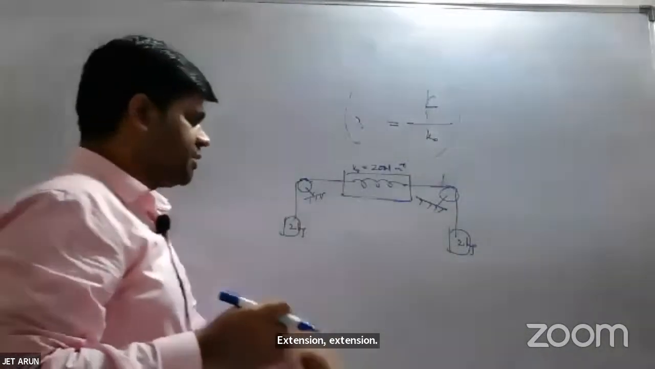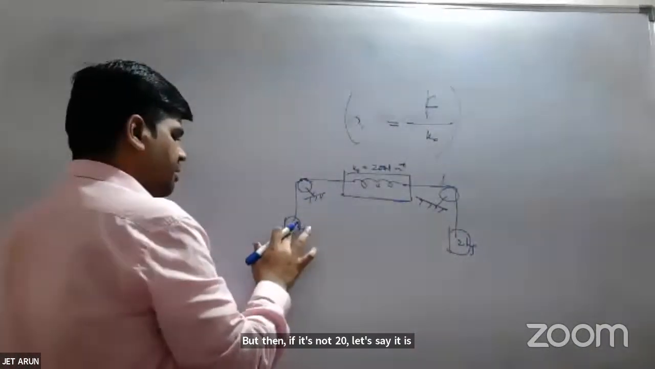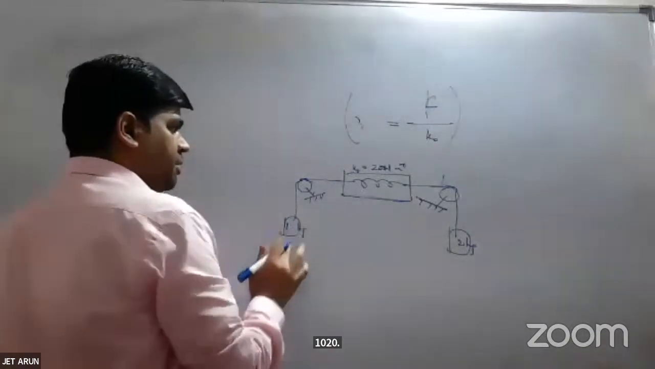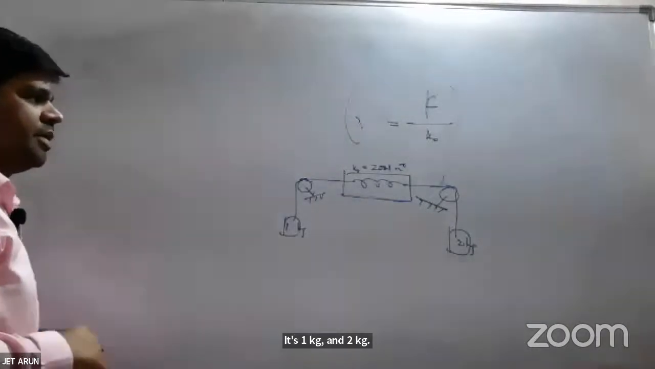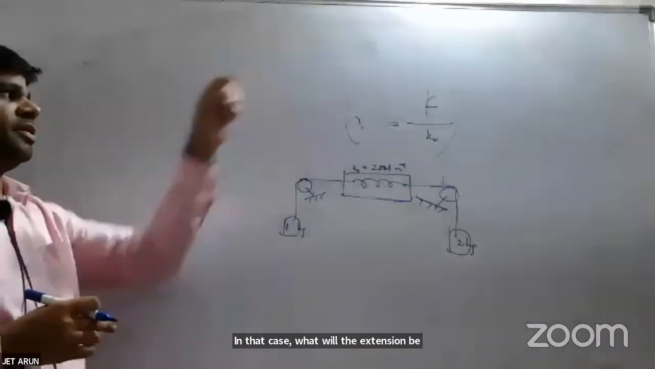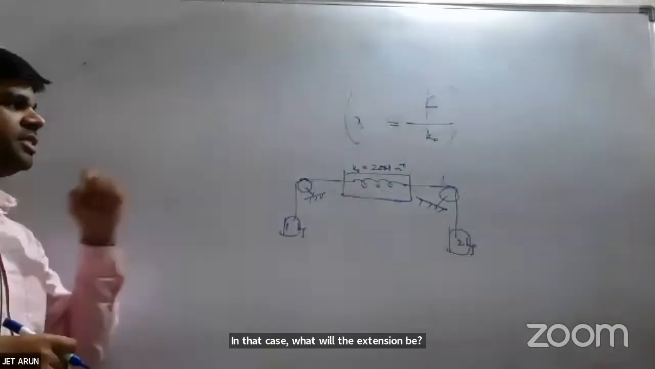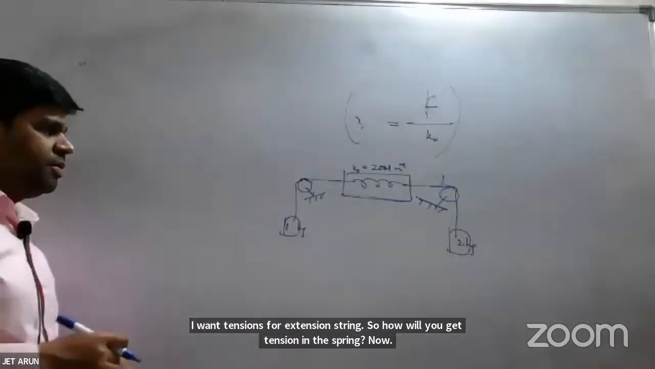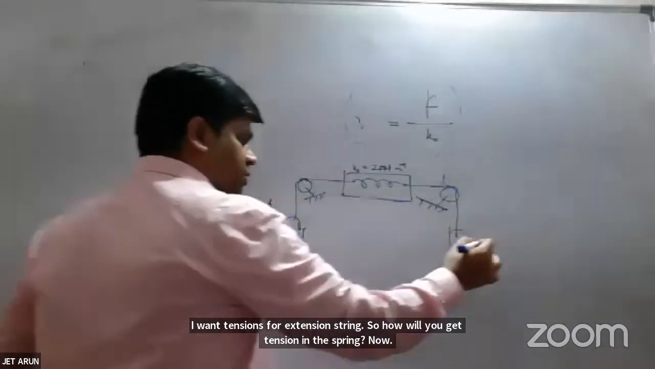But then if it is not 20, let's say it is 10 and 20, that's 1 kg and 2 kg. In that case, what will the extension in the spring be? Ultimately, I want tension in the spring for the extension in the spring. So how will I get tension in the spring now? To get the tension in the spring, I need the acceleration of these blocks. If this goes up, that goes down.